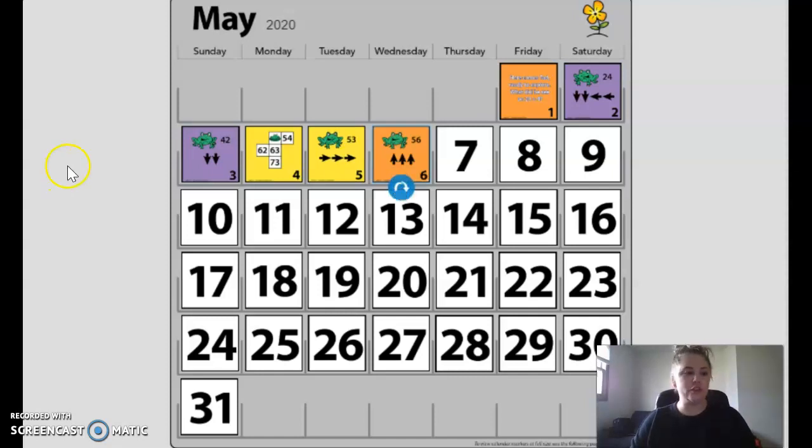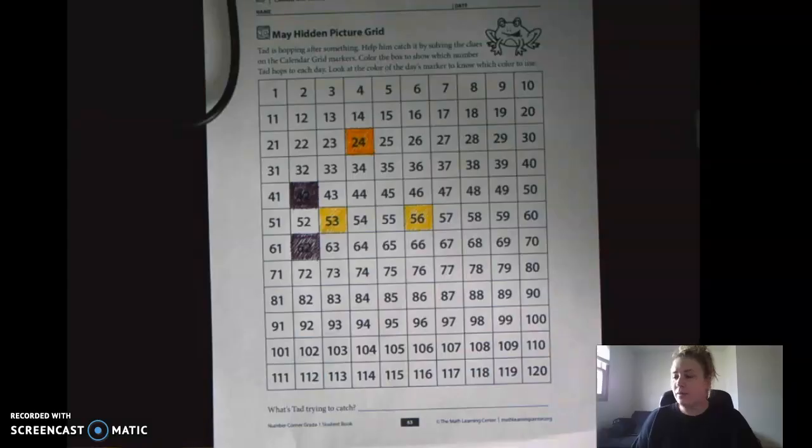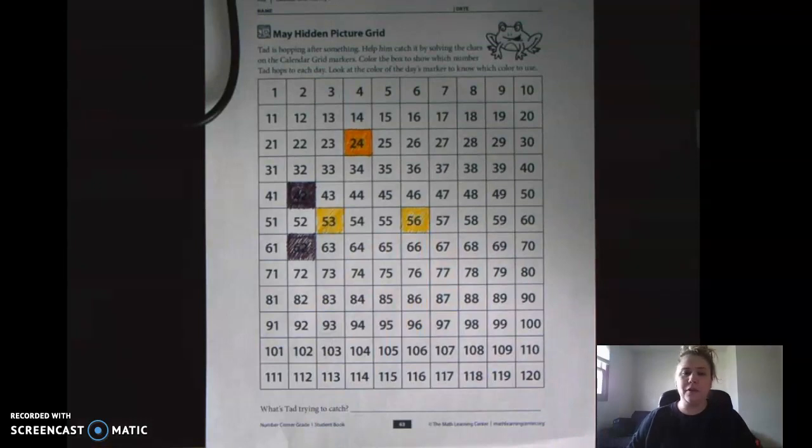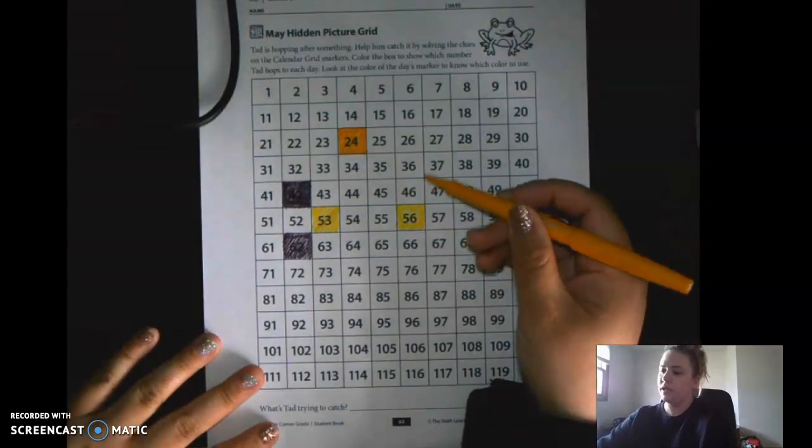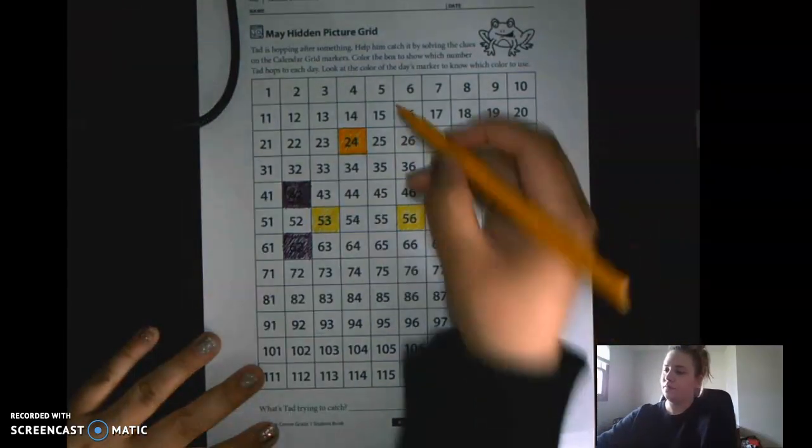Ooh, we have an orange one today. I'll grab my orange pen. And we start on 56 and we go up how many times? 3. Very good. Let's put that on there. So start at 56 and go up 3. Like we said, we're going to start on 56 and go up 3 and then color. So let's start at 56 and go up 3. 1, 2, 3.